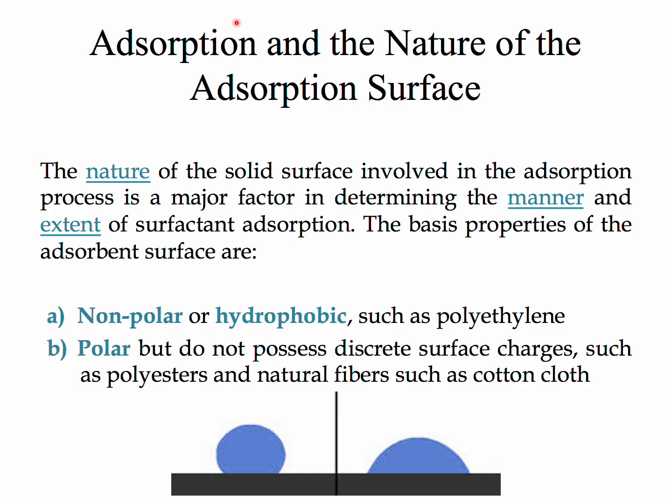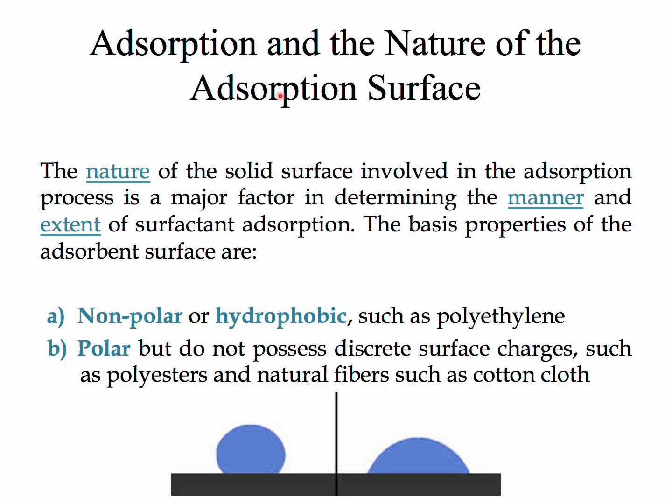Next, we look at polar surfaces that do not possess strong surface charges. This means the surface is polar but does not have charge. These surfaces are able to interact with polar molecules, including water, but the interaction is not as strong as in charged systems. Examples of such materials include polyester and natural fibers like cotton. On these surfaces, liquid tends to spread more easily and adsorption is more favorable compared to non-polar surfaces.